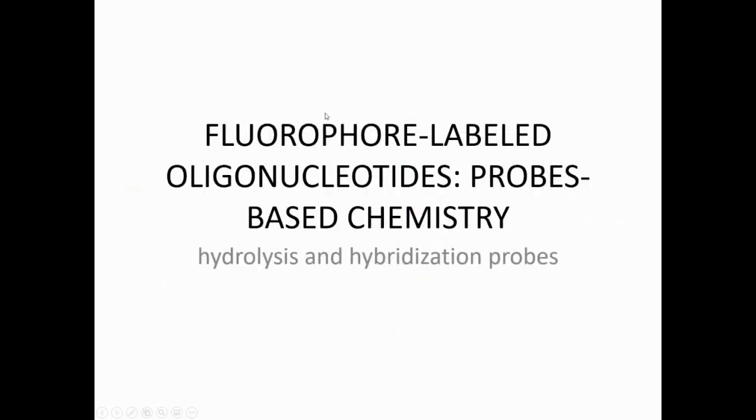And then for the probe-based chemistry, that means you have to design an extra third oligonucleotide as a probe, and then you label the probe with the fluorescence. You have this extra fluorescent probe, and this is complementary to a target sequence in between the two PCR primers.